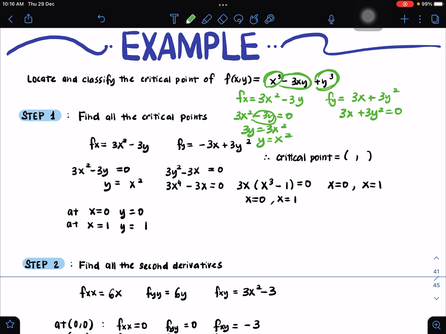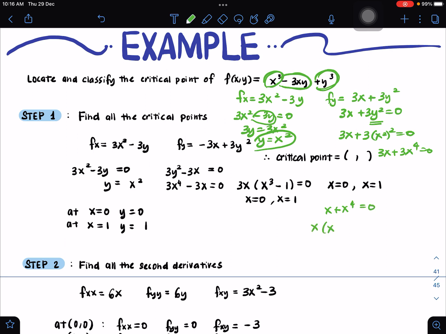Okay, 3 ni pindah sebelah. So y sama dengan x square. So y sama dengan x square ni, awak ganti dekat y kat sini. So 3x tambah 3, y sama dengan x square. Square sama dengan kosong. So kita ada 3x tambah 3x kuasa 4 sama dengan kosong. So you get x tambah x kuasa 4 sama dengan kosong.